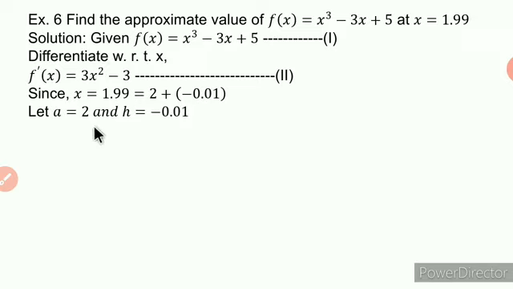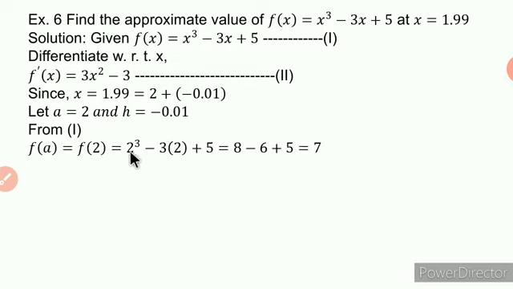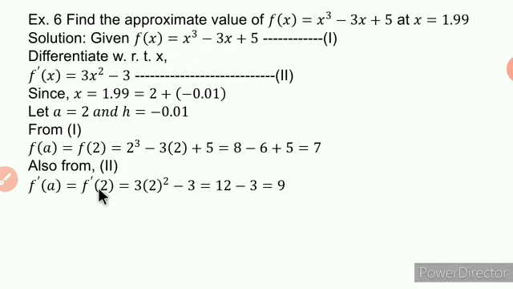Now this 1.99 can be written as 2 plus minus 0.01. So let a be 2 and h be minus 0.01. So from 1, f of a is equal to f of 2, it is 2 cube minus 3 into 2 plus 5. It is 8 minus 6 plus 5. 8 minus 6 is 2. 2 plus 5, 7. Now from 2, f dash of a is equal to f dash of 2. It is equal to 3 into 2 square minus 3. 2 square is 4. 4 into 3 is 12. 12 minus 3, 9.